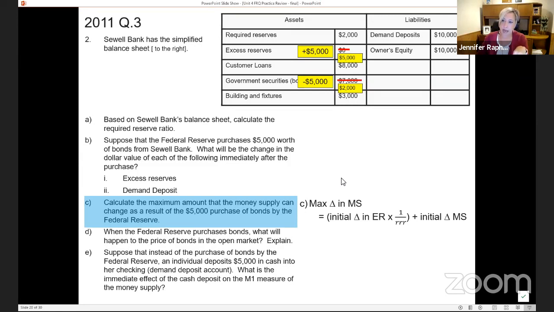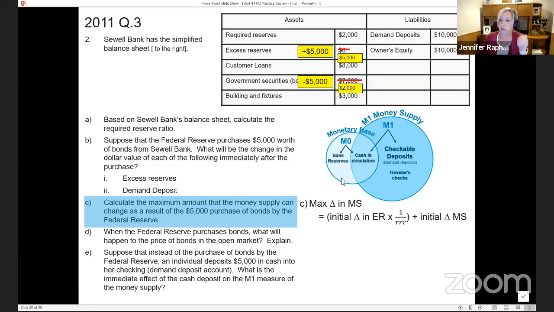But in this case, remember, bank reserves are not part of the money supply. There is no initial change in the money supply with this transaction. This transaction begins its life as excess reserves, which is not an initial change in the money supply. So $5,000 goes in as bank reserves, right? So there's no money created with that initial transaction. However, since the entire $5,000 can be lent out and subject to the multiplier, our initial change in excess reserves of 5,000, right, times the multiplier plus 0 is going to equal our max change in the money supply.